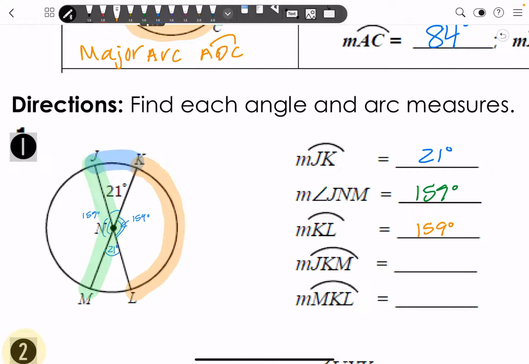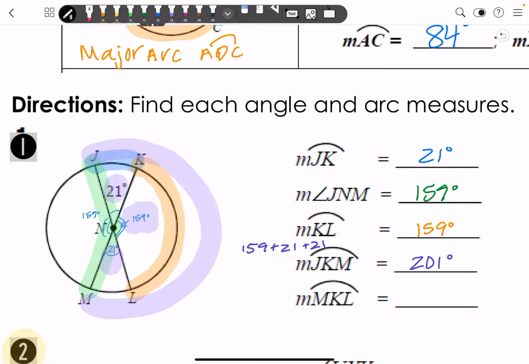All right, so now arc JKM. What they are asking us for arc JKM is we're going J to K all the way over to M right here. So we're going to be adding this 21, and this 159. So we're going to get 159 plus 21 plus 21. And that gets you exactly, sorry, 201 degrees. And you can check my math on that one if you'd like.